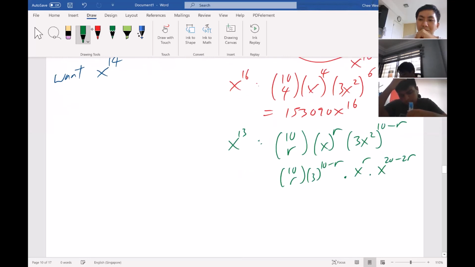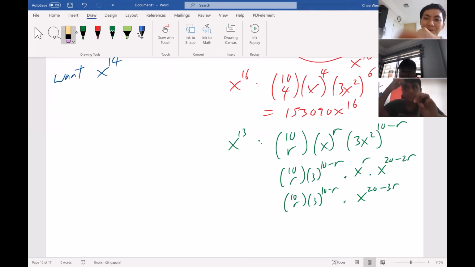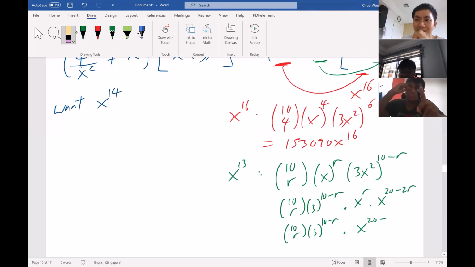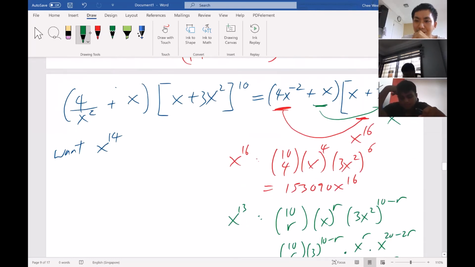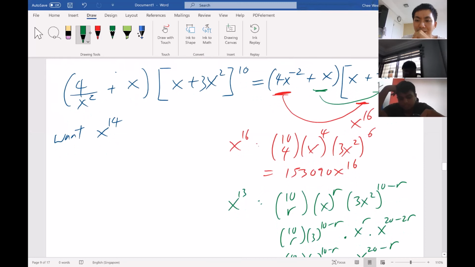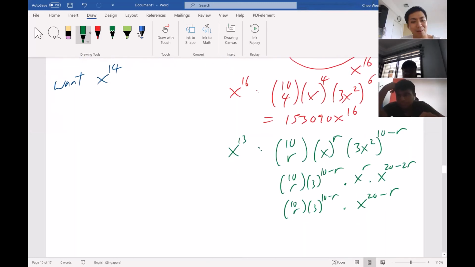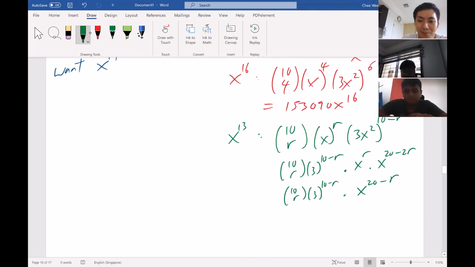Okay, and then after that, combine the both x's to become 20 minus r. Oh, actually it exists. 20 minus r. Okay. So r is 7. Oh, yeah. Okay, it actually exists. My mistake. Okay, so now what do we do then? 20 minus r must be equal to 13, okay? Which means r is equal to 7. So it actually exists.